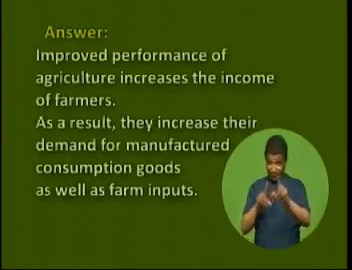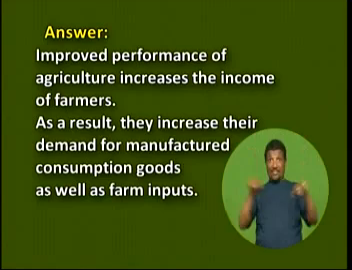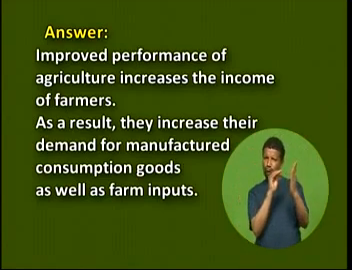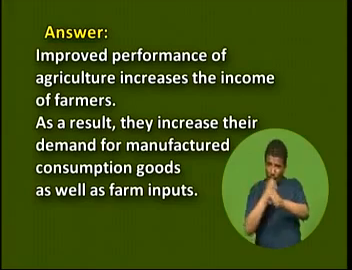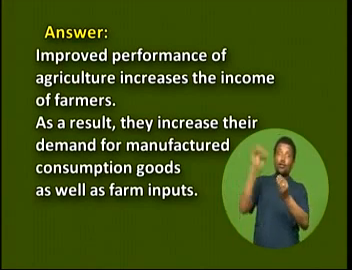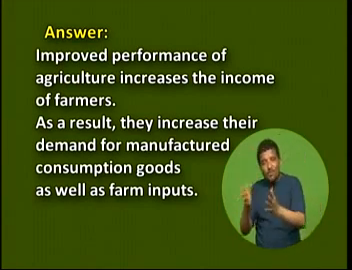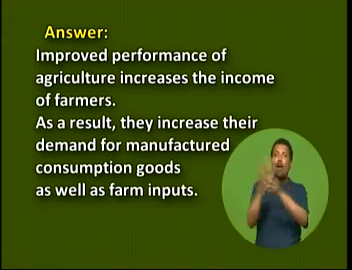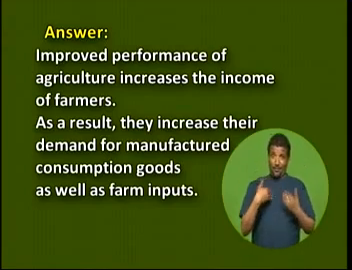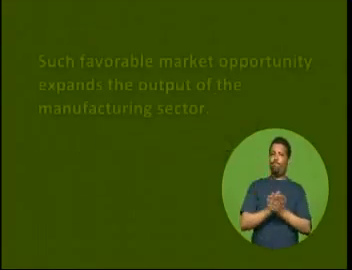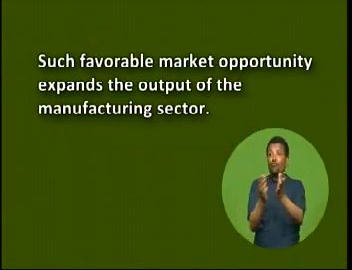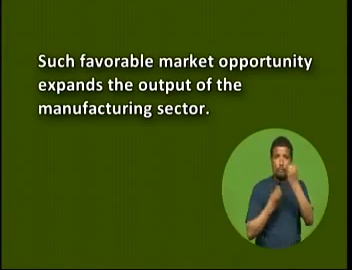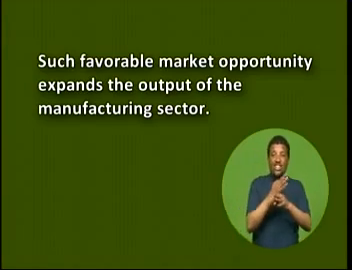Check your answers against the answers you see on the screen. Put simply, improved performance of agriculture leads to an increase in income of farmers. As a result, they increase their demand for manufactured consumption goods, as well as farm inputs. The increased domestic demand creates favorable market opportunity for the manufacturing sector to expand its output. Students, I hope you've got the correct answer.